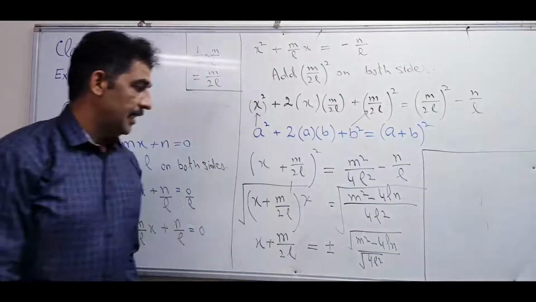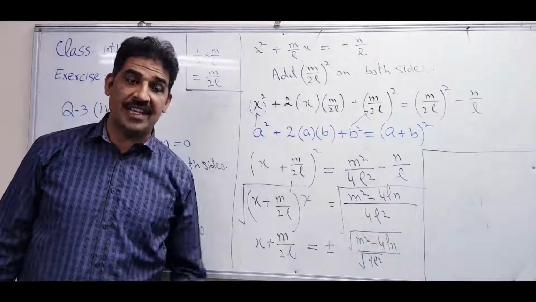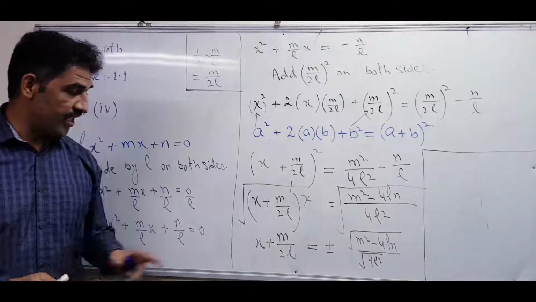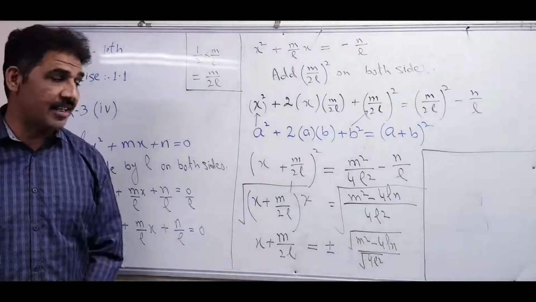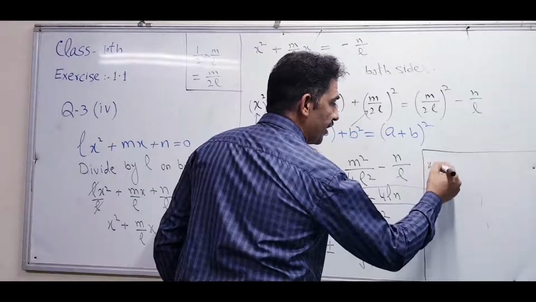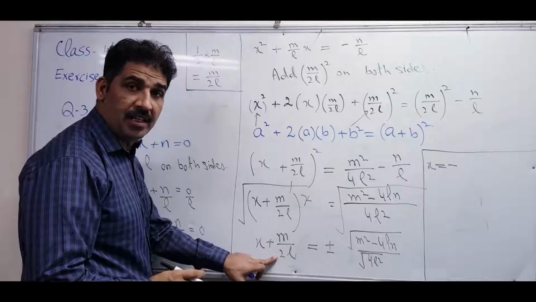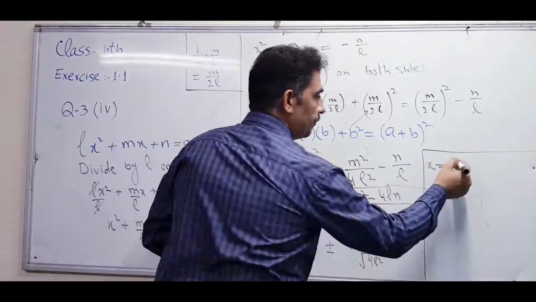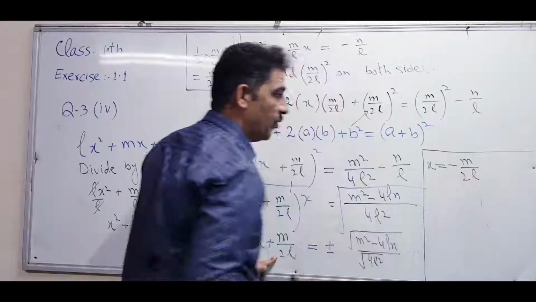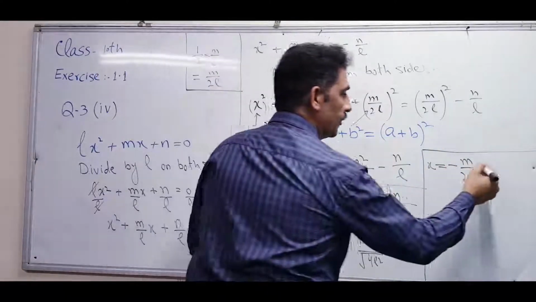First we have to shift this m over 2l to the other side, because x must be single on the left hand side. So what changes? Here it is plus, on the other side minus. Good. So x is equal to minus m over 2l. M over 2l plus minus will remain the same.